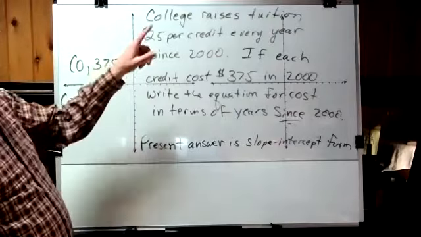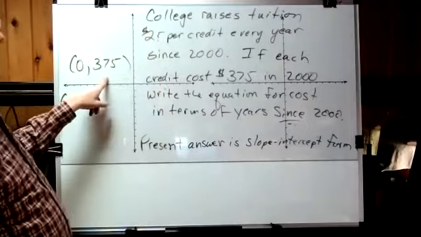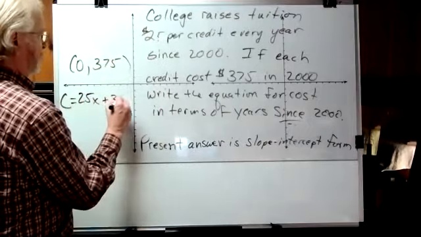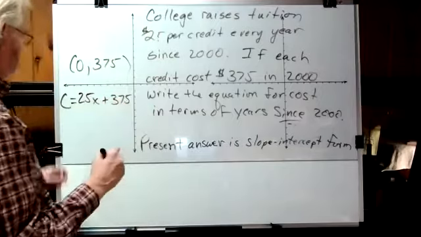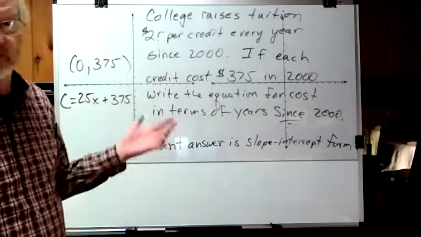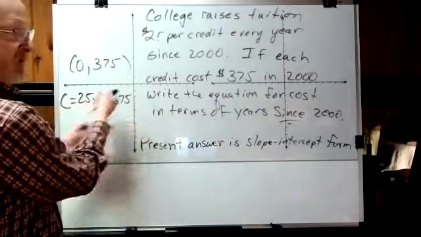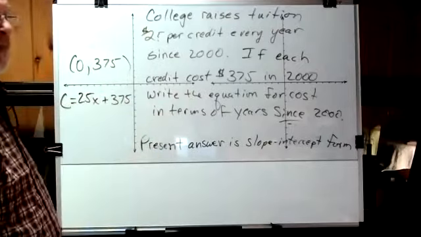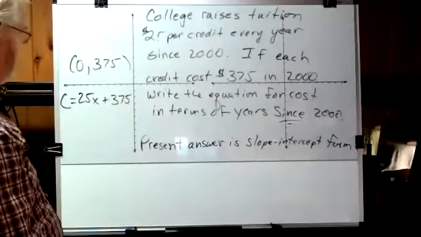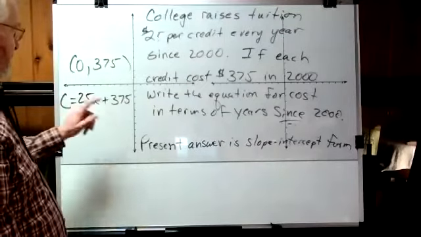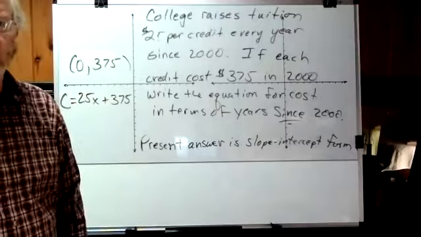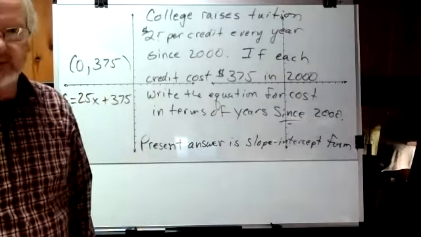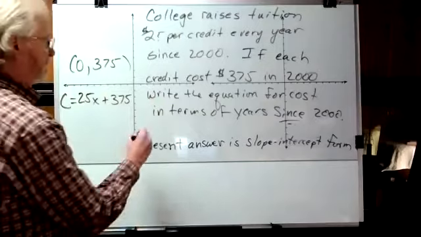So, slope, y-intercept, or 375 plus 25 per year. You could switch the order there. That doesn't really matter. Start at this and then add more per year. B plus MX. All right, if that's the equation, what does the equation predict the cost should be in 2020?